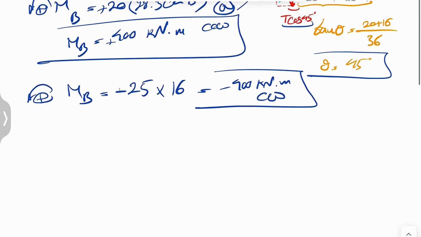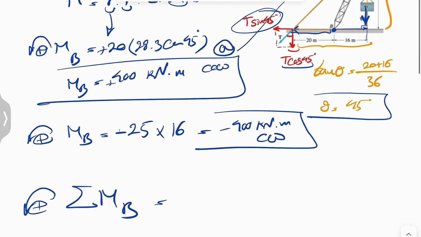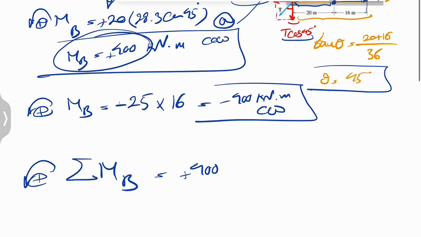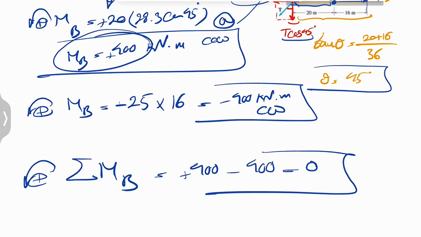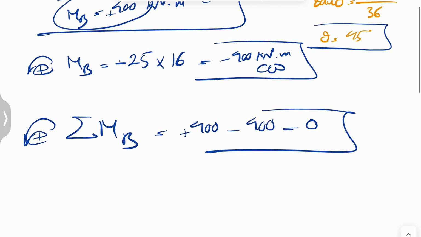And for the C part, basically we need to find the moment of these two combined. So we have to find the sum of all moments about B, which is the moment of T, which we figured is 400 kilonewton meters in here, and we have the moment of W, clockwise. So that's going to be equal to 0, which shows that our system is in equilibrium basically, and there is no rotation happening in this system.